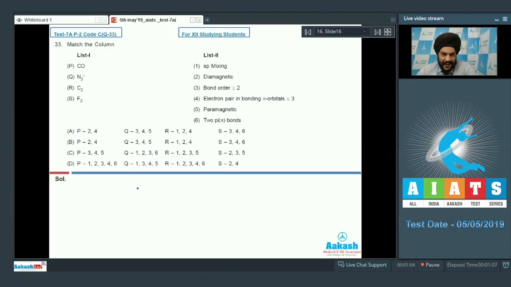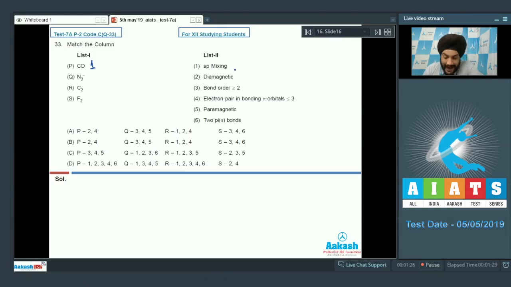So in the first list we have been given some compounds, and in the second list we have been given some properties related to these compounds. So let's start with the list 1 first. So we have CO. If you look at the entries given in list 2 now, students, CO has sp mixing, so 1 will be a match.